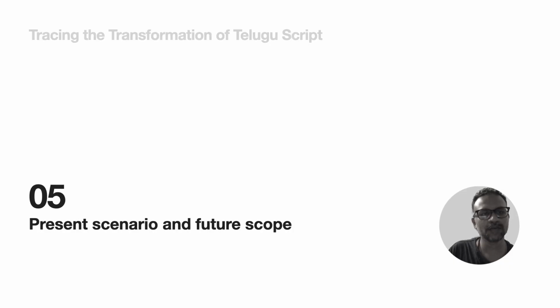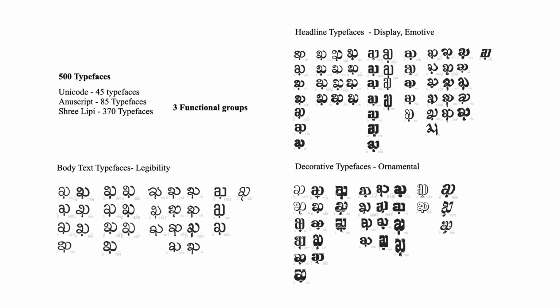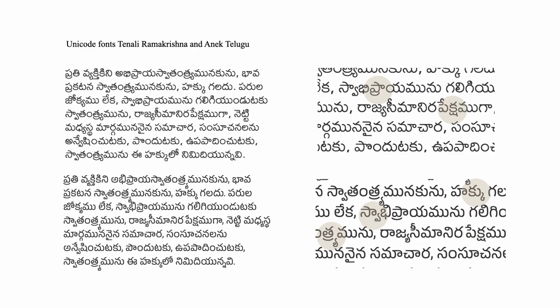So what about the situation today? And what about the future scope for aspiring type designers and artists? We have, as of today, roughly 500 different typefaces across 3 encoding systems, of which only about 10% are accessible and usable in popular design platforms. Even among these 10%, most of them are display typefaces. There are only 4 to 5 text typefaces which are of considerable quality.